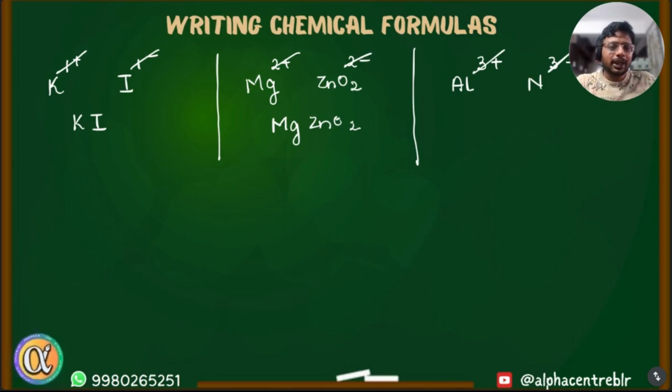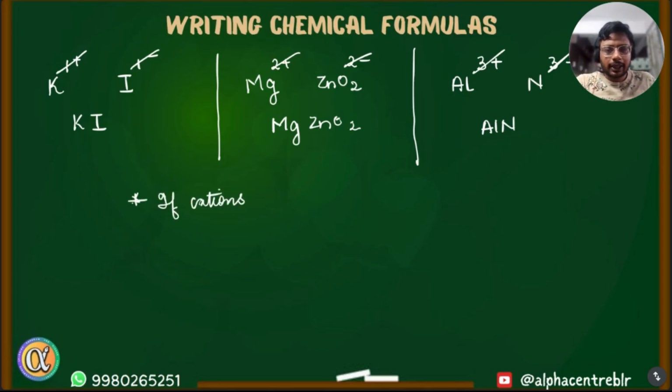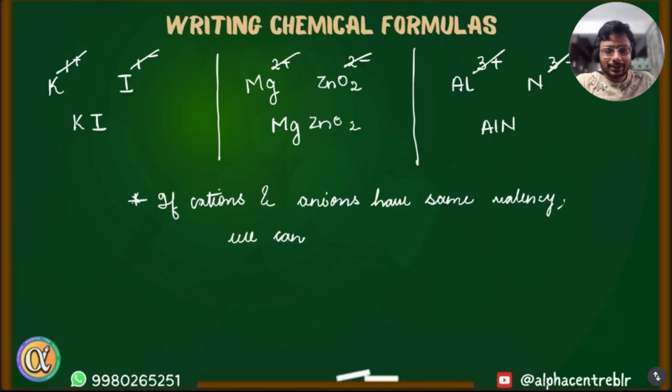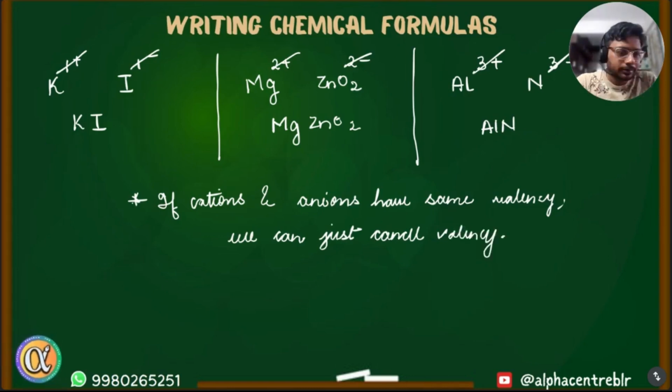So AlN. Our learning from these three examples is, if cations and anions have the same valency, we can just cancel the valency. I meant same valency, opposite sign. Like if both have 1 and 1, you can cancel it. If both have 2 and 2, then you can cancel it. Both have 3 and 3, then also you can cancel it. Clear? So the sign doesn't matter.